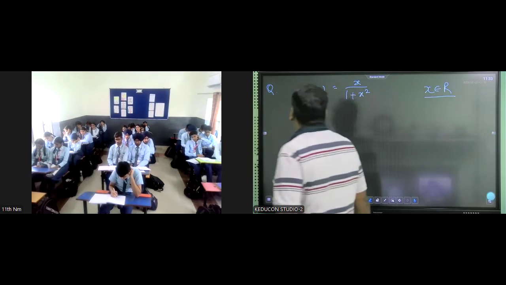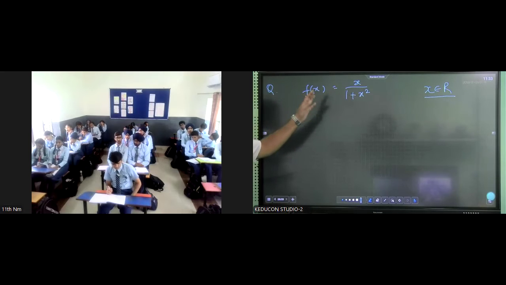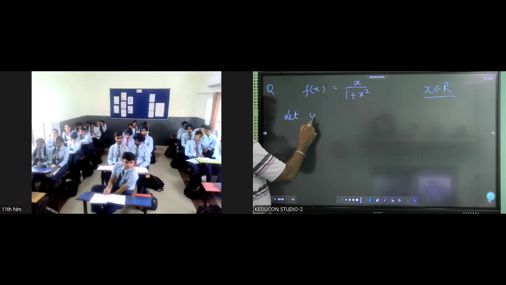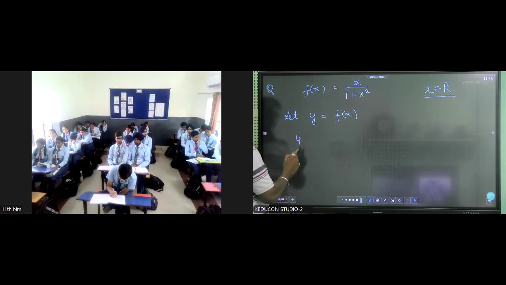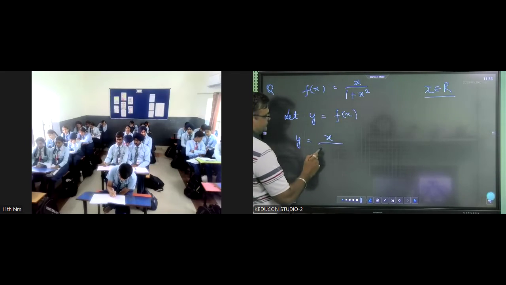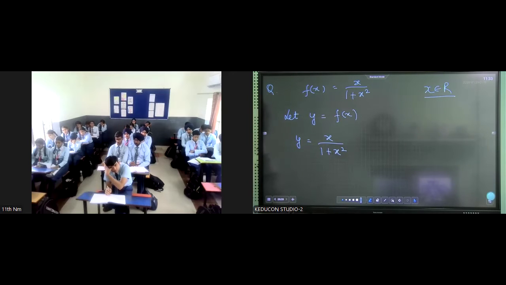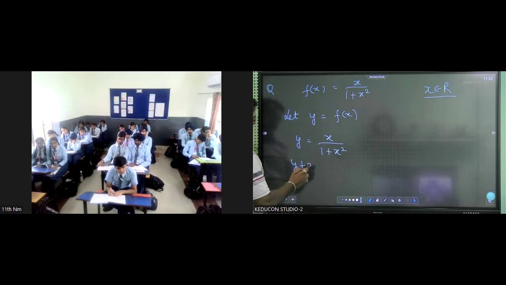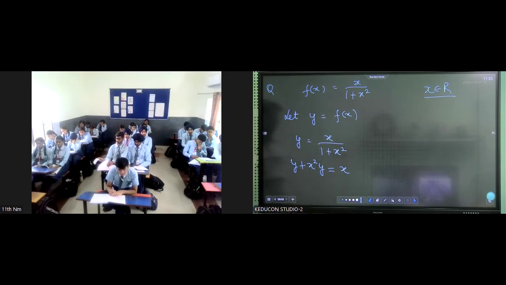See how to find out its range, beta. It's a different question. Just have a look carefully. Right? Let y is equal to f(x). So what does the function become? Now convert this function into y form. So what does it become when you cross multiply this? Is this clear, students?